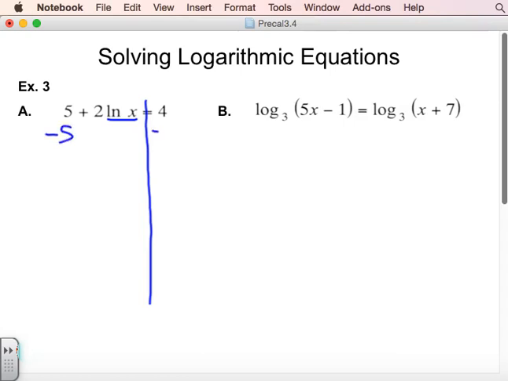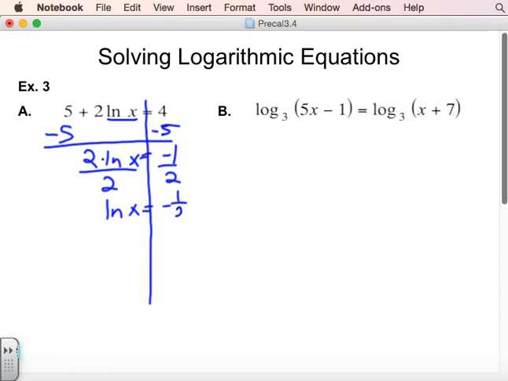So first we subtract 5. That leaves 2 natural log of x, and then 4 minus 5 is -1. Now we've got 2 times natural log, so we'll divide by 2, divide by 2. So that leaves the natural log of x equals -1/2.